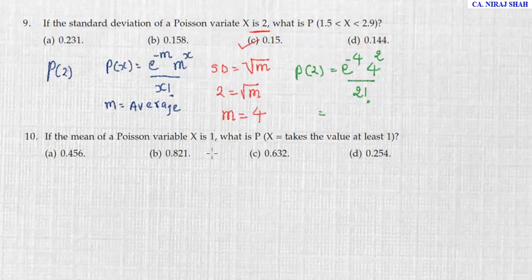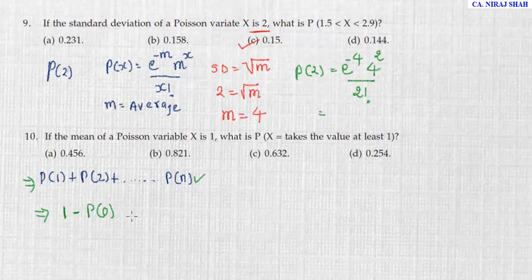If the mean of a Poisson variable X is 1, what is P(X is at least 1)? Now at least 1 means we should start from 1 and keep on adding all the values, so this will always run up to infinity. How will we count it out? We can do it another way, a reverse way. We can just subtract P0 from 1 to get our required probability. Both expressions are actually the same. Either you find out this or you find out this.